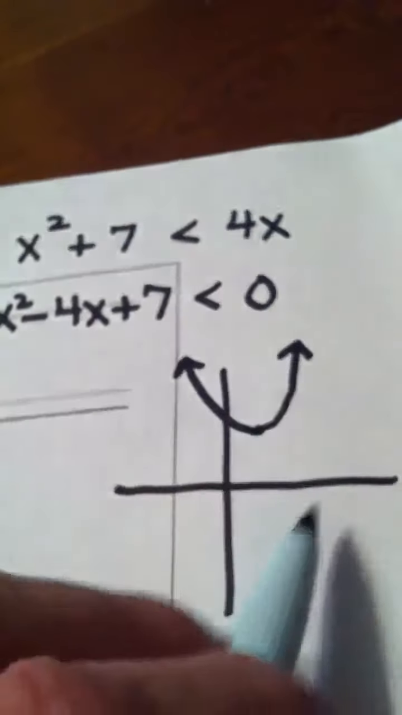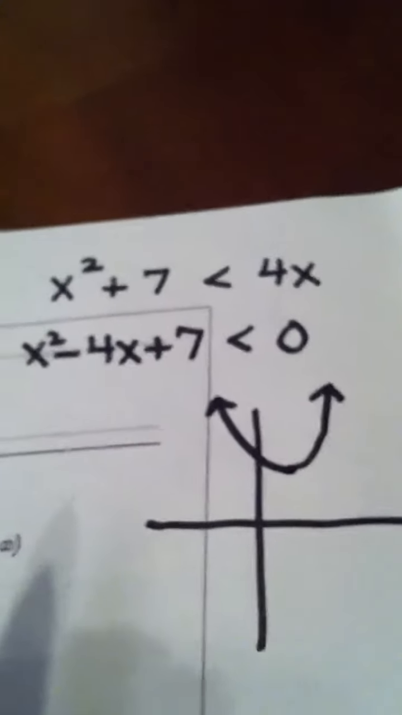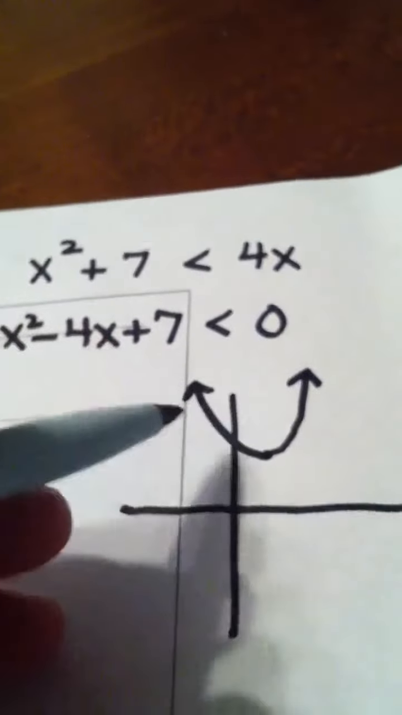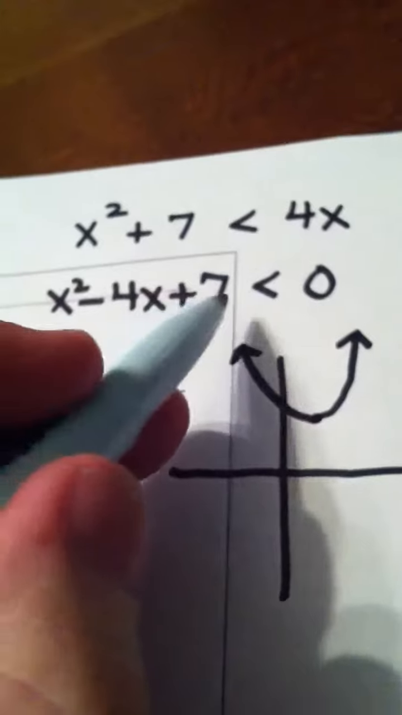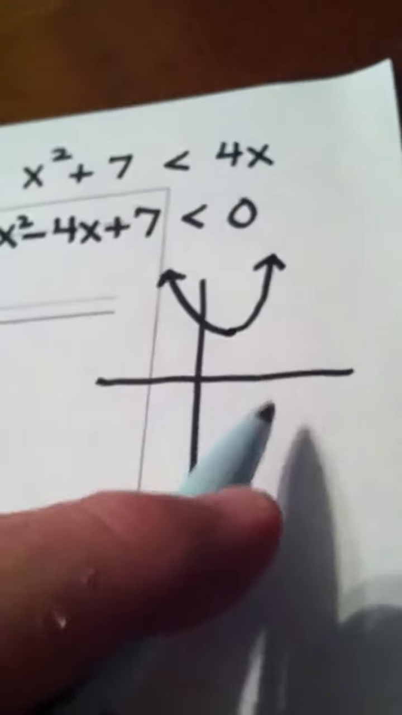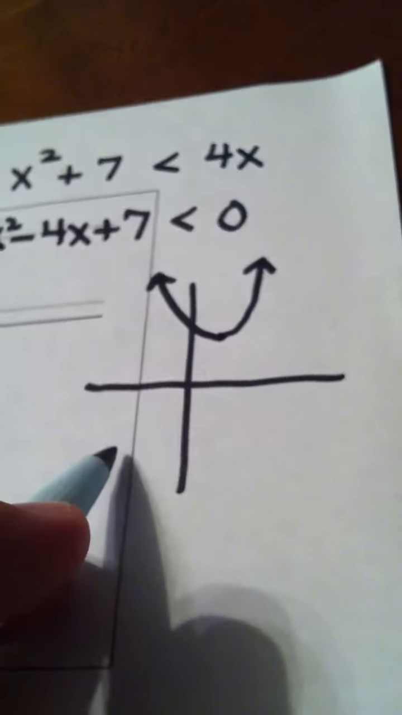This has no zeros. That immediately lets you know that this is a special case. It never crosses the x-axis. The function has no zeros, therefore no real zeros. When is y less than 0? When is this graph in quadrants 3 or 4? Never.